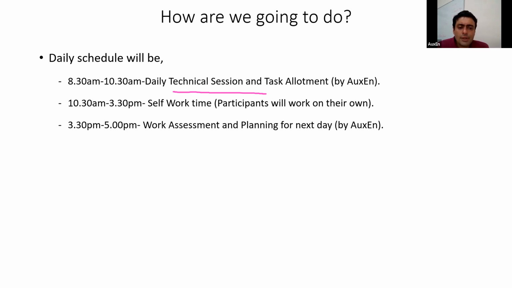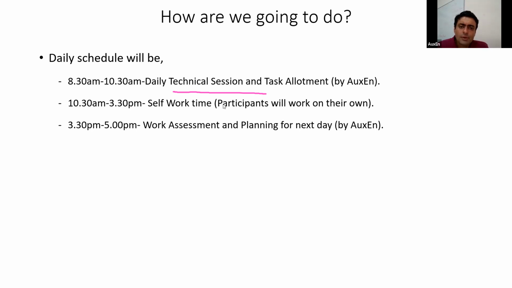Then in the evening, again, we will have a short session where we will just discuss whatever has been done during the day, and we will have some interaction if required. This, of course, is for the people who are joining this as a regular program.